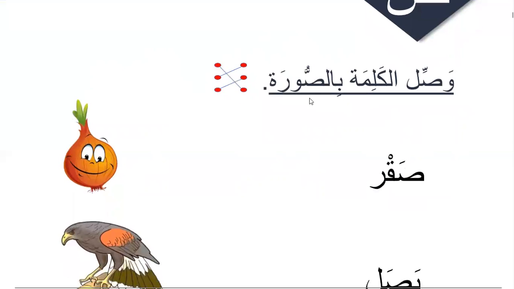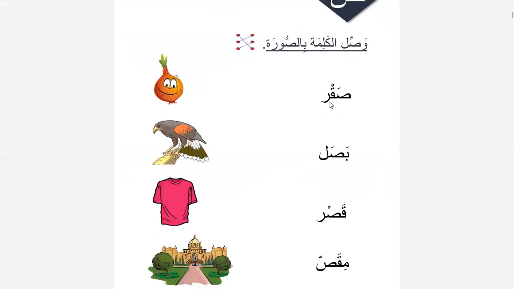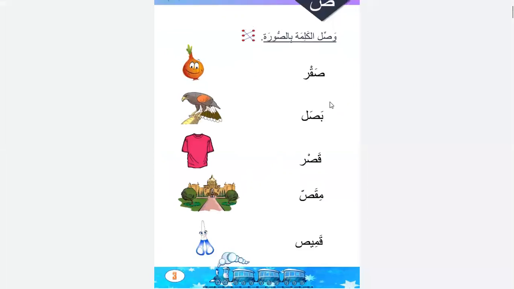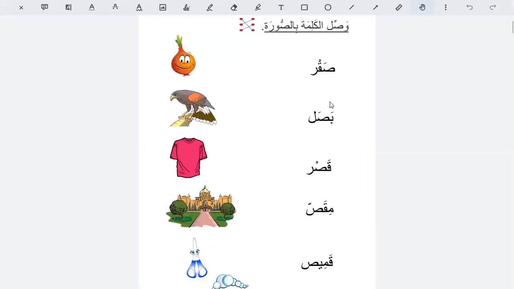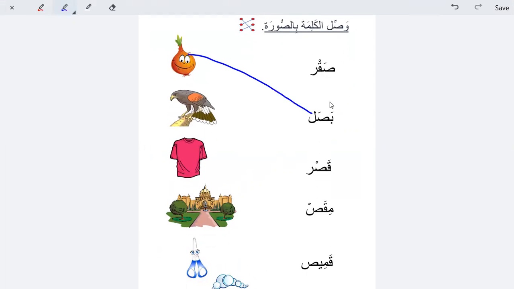Join the word with the picture. Riyan. Yes. Onion with basal. Good. Eagle with falcon. Falcon with sakr. Good. Shirt with kameez. Good.